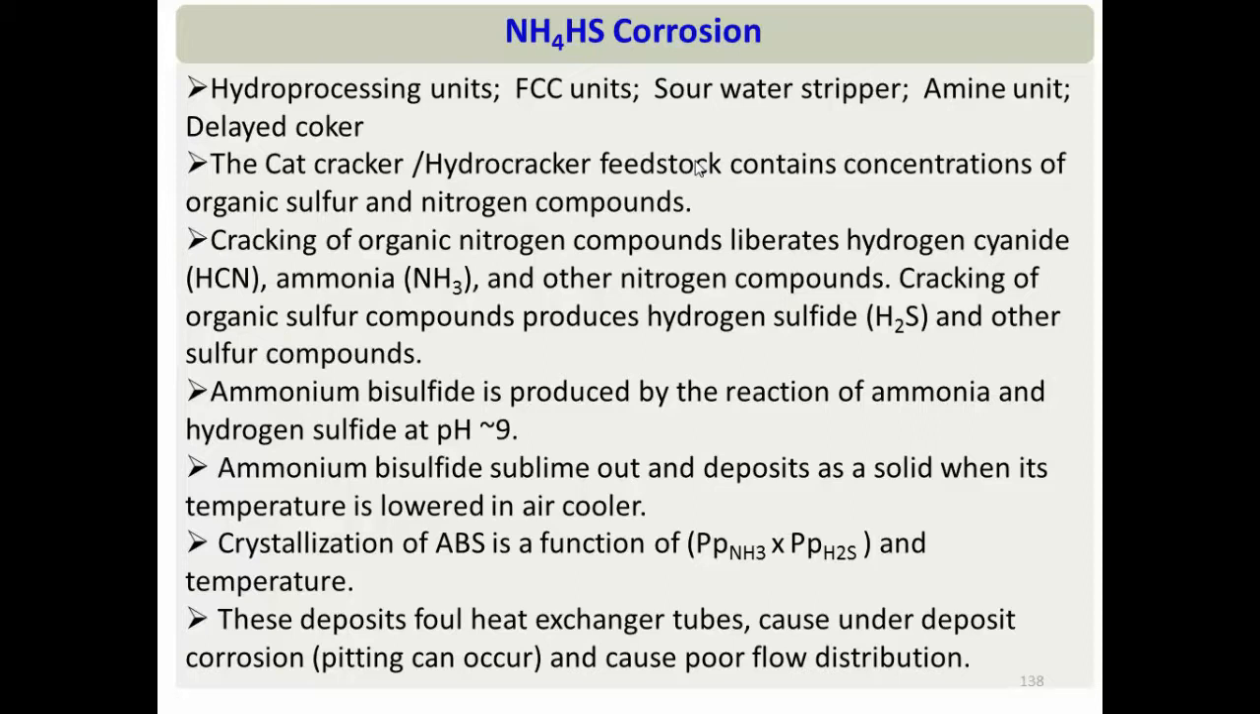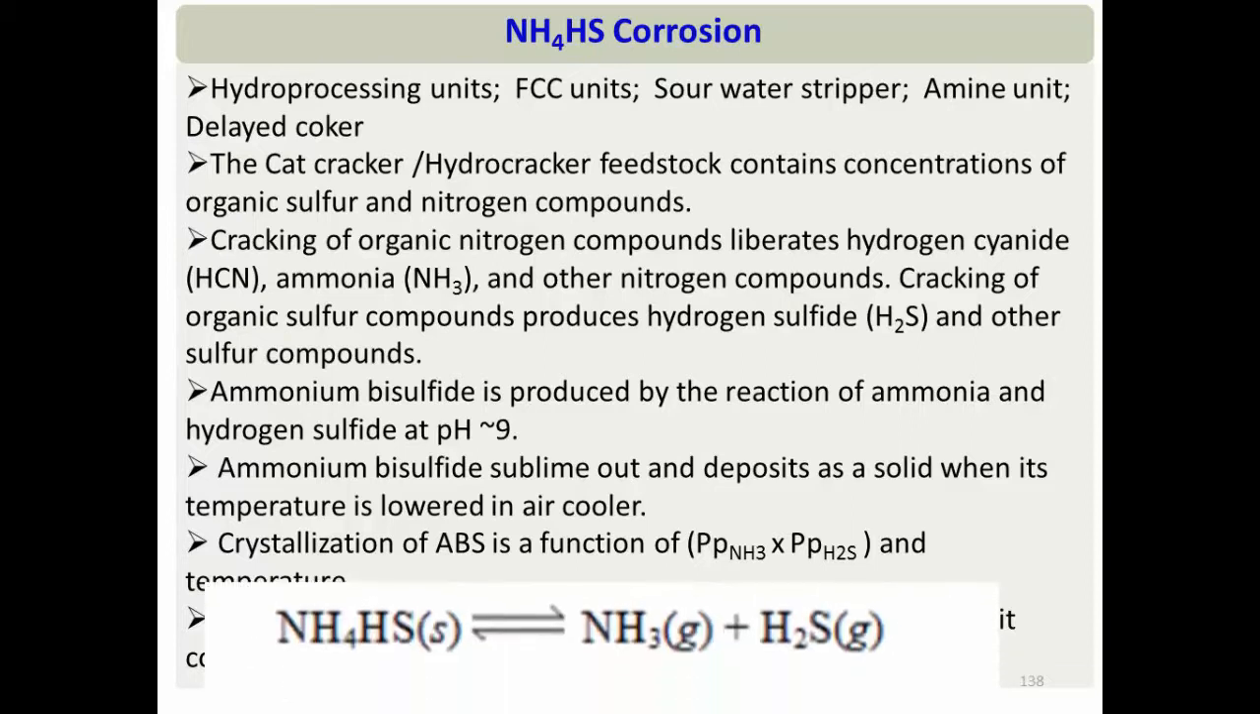Actually, in hydro processing units, FCC units or delayed coker units, the feed contains sulfur and nitrogen compounds, and during the reaction nitrogen compounds convert into ammonia, hydrogen cyanide or other nitrogen compounds. Similarly, sulfur compounds convert into H2S and other sulfur compounds. Being lighter, they go into the overhead section of the column or into the reactor effluent system in hydro processing units. And what happens? Ammonia gas reacts with H2S gas and produces ammonium bisulfide. This is an equilibrium reaction.